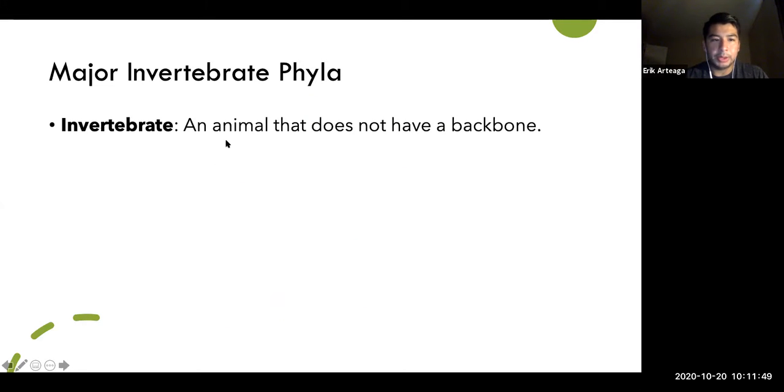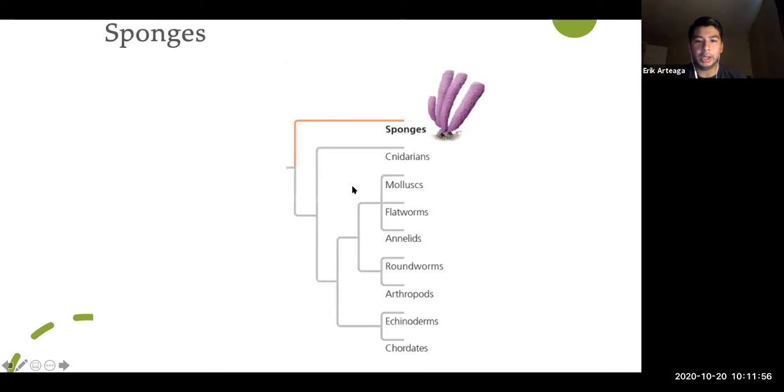All right, major invertebrate phyla, we'll be talking about this for the rest of the lecture. An invertebrate is an animal that does not have a backbone, okay? So sponges are the first on the list. So very simple, early life. This is the outgroup to most of the other organisms that we'll be talking about.